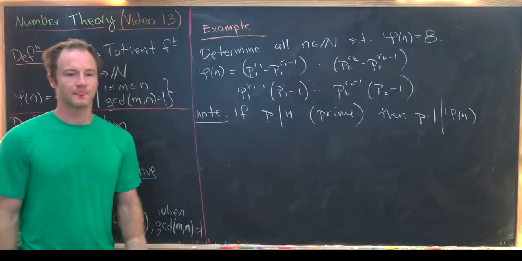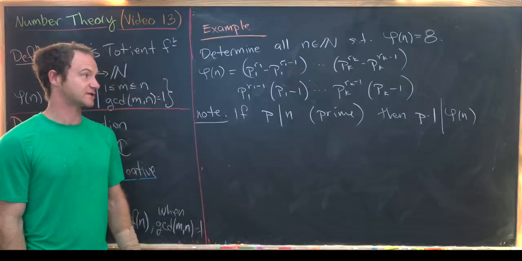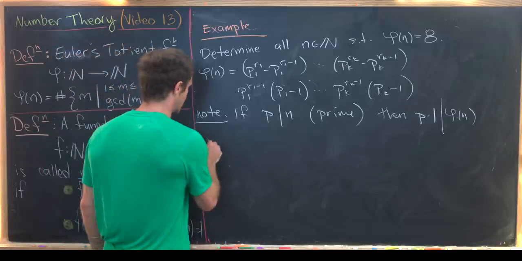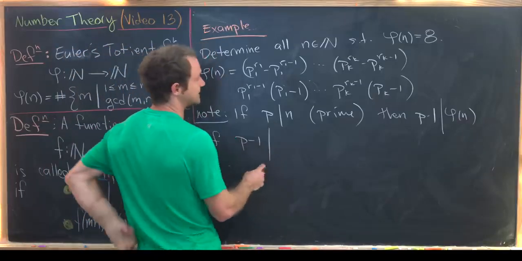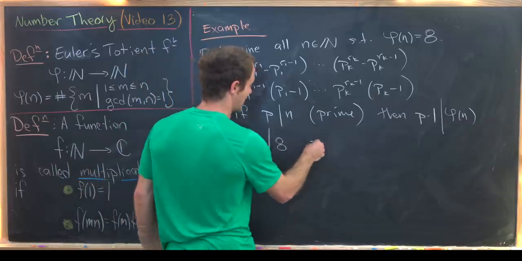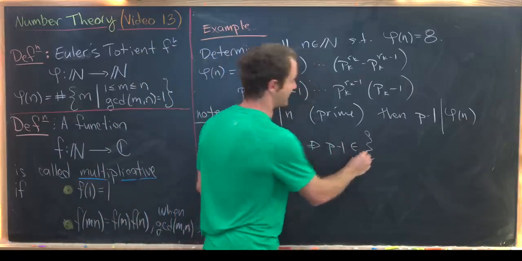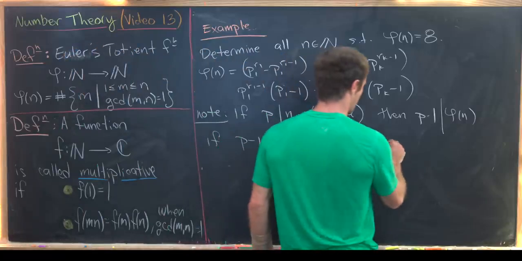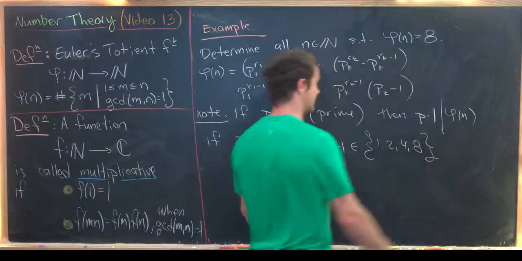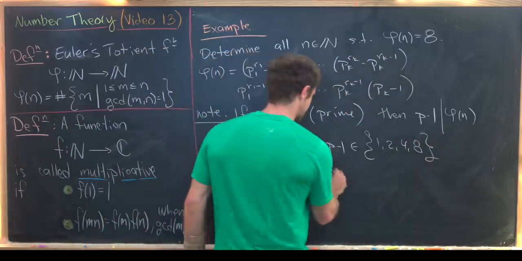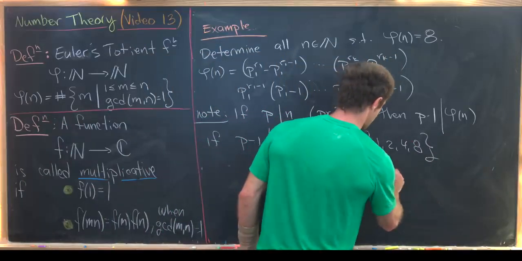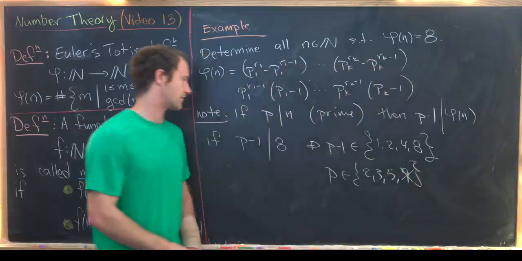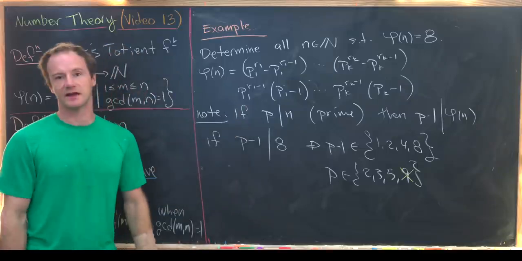Okay, but now we can look at some divisors of 8. Remember, our goal is for phi of n to be 8. So if p minus 1 divides phi of n, which is 8, then p minus 1 comes from a fairly small set. There are only so many divisors of 8. So it comes from the set 1, 2, 4, 8. Again, those are all the divisors of 8. But that tells us that p comes from the set 2, 3, 5, 9, but we can immediately get rid of 9 because it's not prime. Remember, p is a prime dividing n.